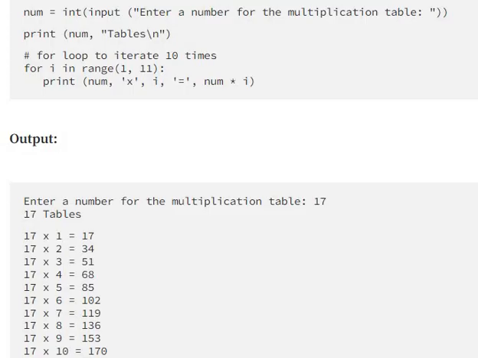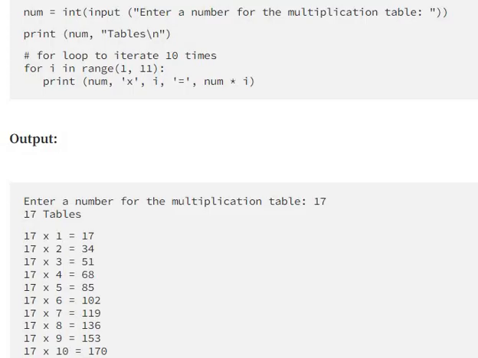So look at the for loop. For i in range(1, 11), 1 comma 11 is nothing but 1 to 10. That is i = 1, i = 2, i = 3 and up to i = 10.